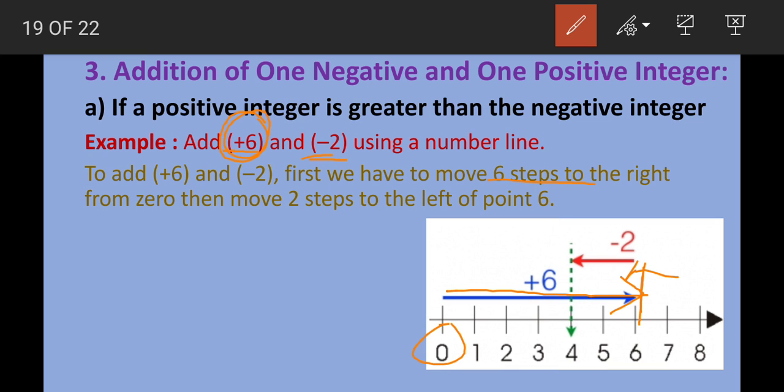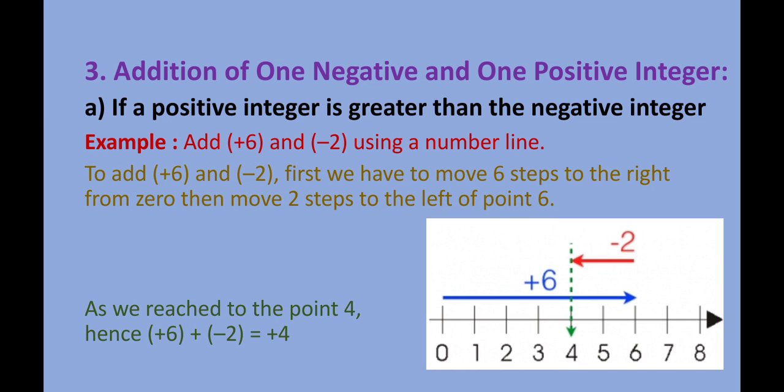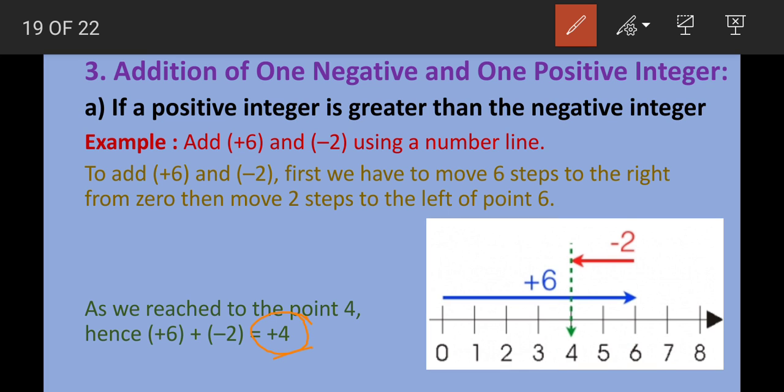Next step is in which you have to add minus 2. So from that number, that is from 6, we have to move 2 steps towards the left side. So here it is, we reached number 4, that is plus 4. So we can conclude that the addition of plus 6 and minus 2 is plus 4. The result is plus 4. While we are adding a positive integer with a negative integer where the positive is greater, the result is positive.